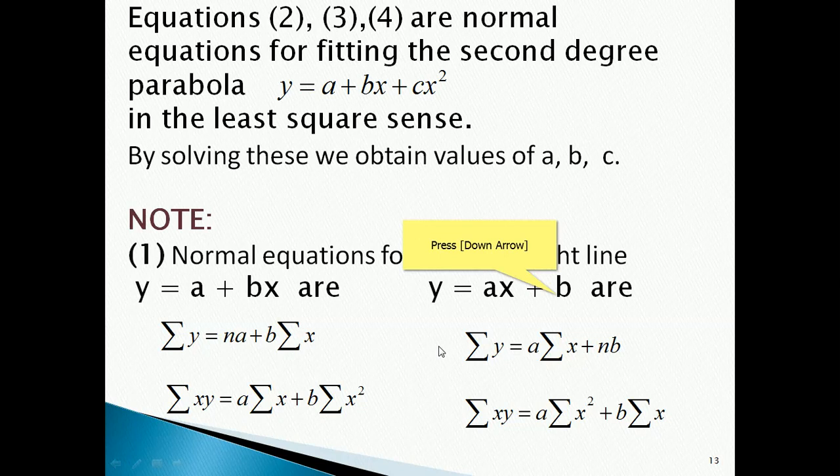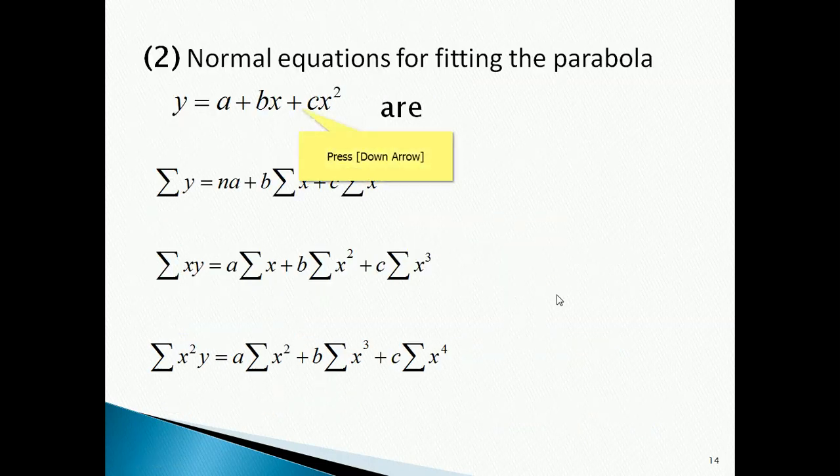You need to remember the normal equations for fitting the straight line y is equal to a plus bx. To fit this straight line, the normal equations are sigma y is equal to na plus b into sigma x, and sigma xy is equal to a into sigma x plus b into sigma x square. To fit the straight line y is equal to ax plus b, the normal equations are sigma y is equal to a into sigma x plus sigma b, which is nothing but nb. Multiply throughout by x, then take the summation: sigma xy is equal to a into sigma x square plus b into sigma x.